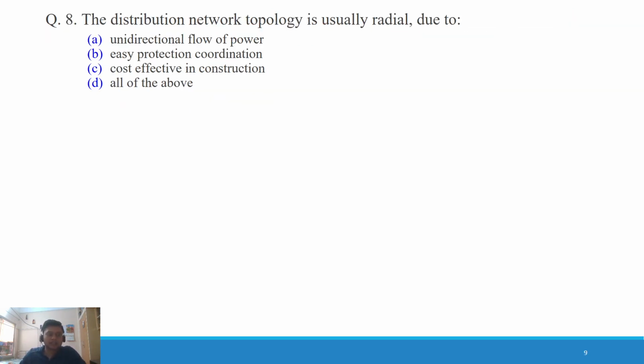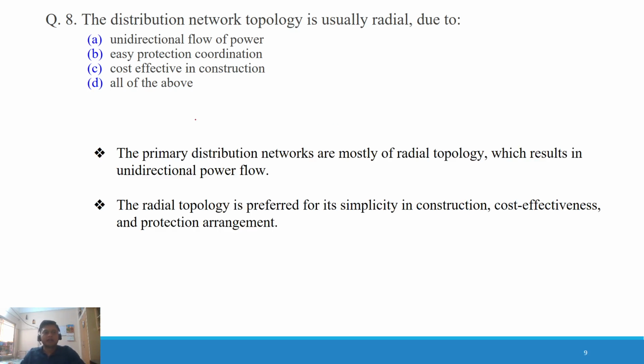The eighth question is: the distribution network topology is usually radial due to. Options are: unidirectional flow of power, easy protection coordination, cost effective in construction, and the last is D, all of the above. So we know that primary distribution networks are mostly of radial topology, which results in unidirectional power flow. And if we see our transmission network, transmission networks are of mesh topology.